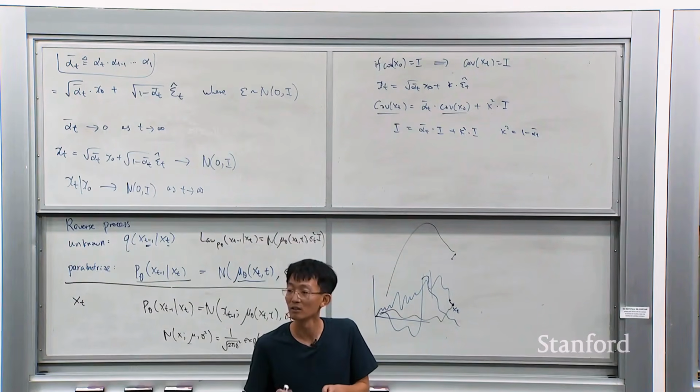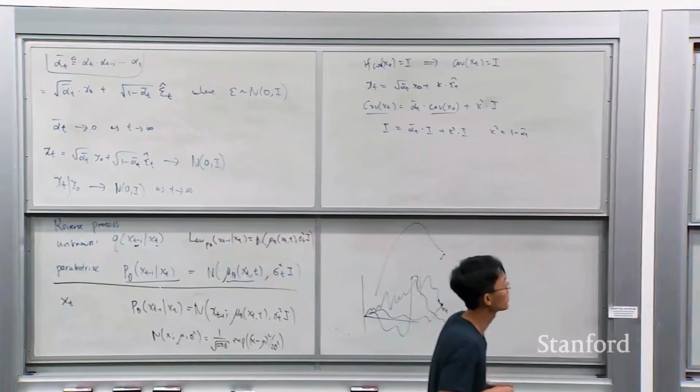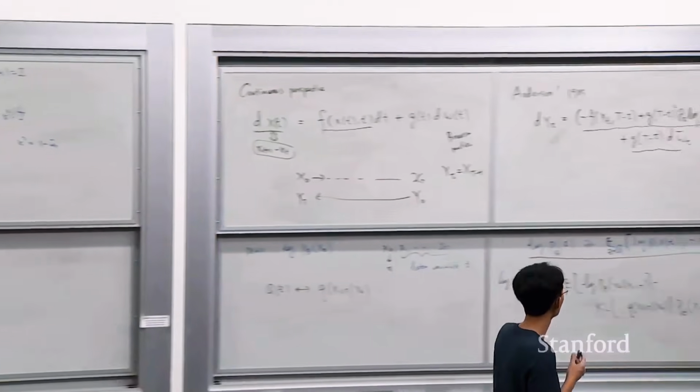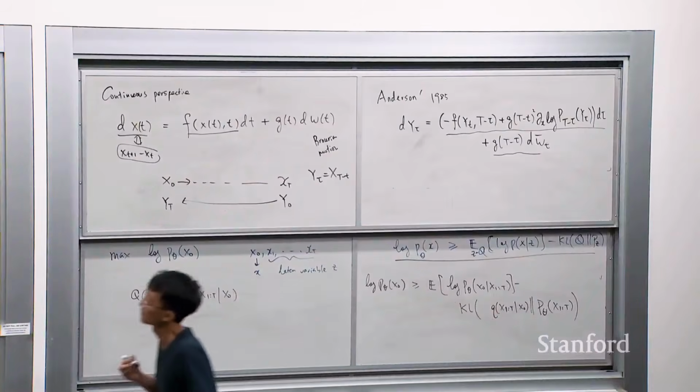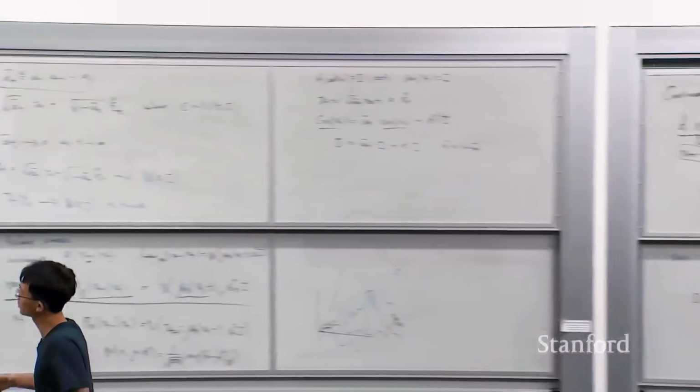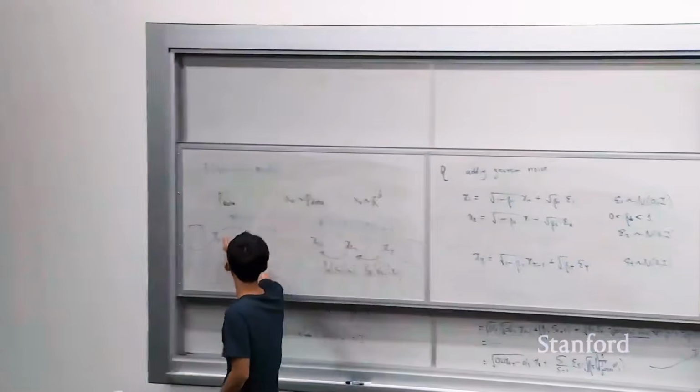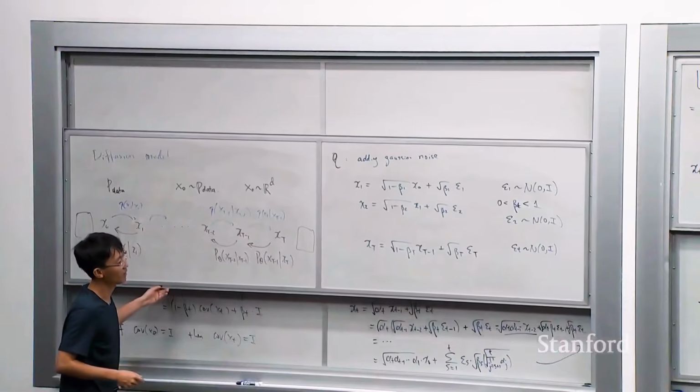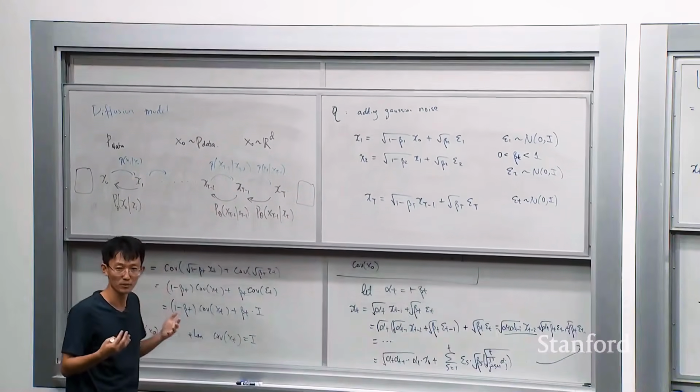Define the difference between Q and P. The differences between Q and P. Q is this process. Q is, how do I say this, the ground truth joint distribution, right?